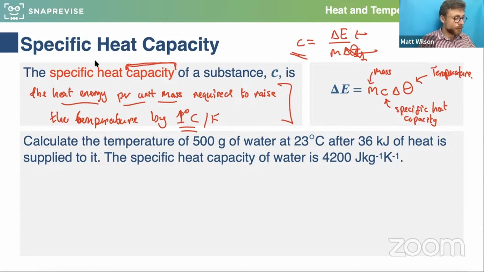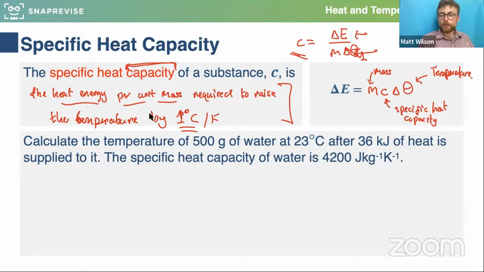Okay, let's have a go at an example of using this equation, this new concept. Here, we're going to try and calculate the temperature of 500 grams of water at 23 degrees centigrade after 36 kilojoules of heat is supplied to it. The specific heat capacity of water is 4,200 joules per kilogram per Kelvin.